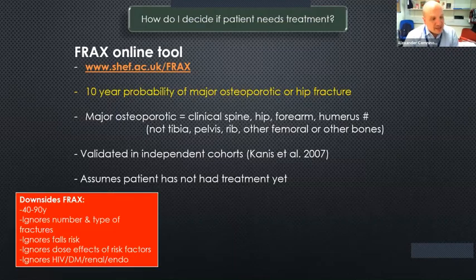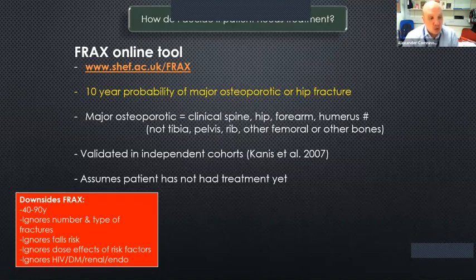The downsides of using FRAX: it's limited to the ages of 40 to 90. It ignores the number and the type of fractures. Obviously, if you have more fractures, you're probably more at risk of further fractures. If you have a vertebral fracture, it carries probably about 2 times the risk of any other site fracture for future fracture risk, and there's no way to input that into this calculator.